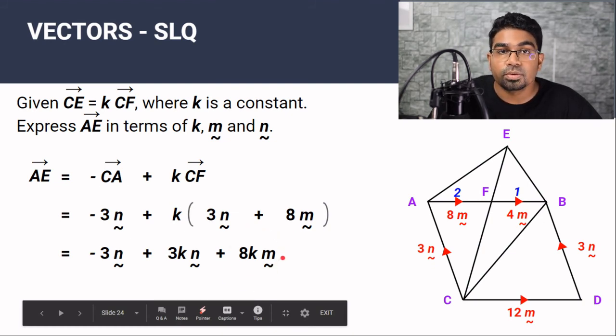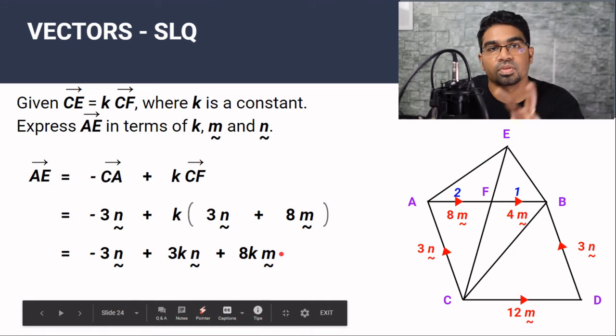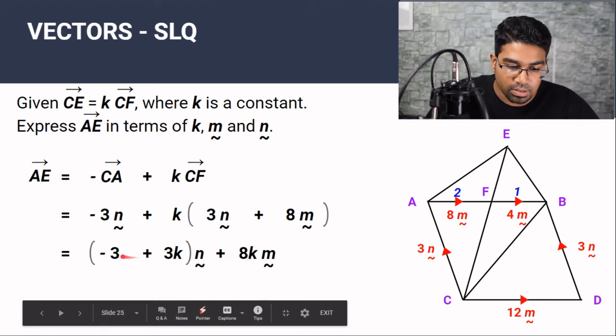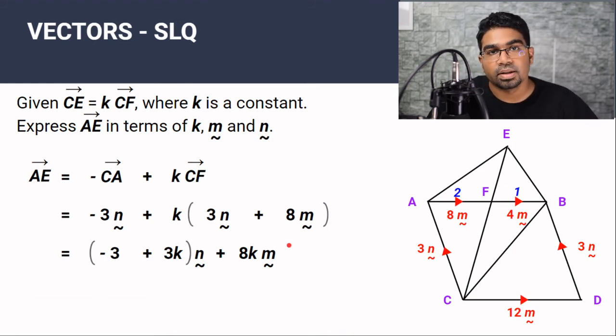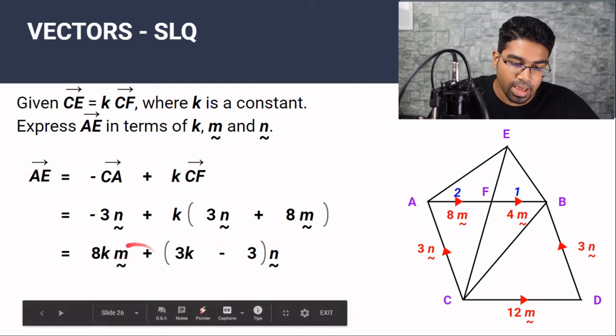And now all we have to do is collect the m vector and the n vector separately. What we do is we factorize the n vector out. So we have minus 3 plus 3k n plus 8km. Normally it's arranged alphabetically, though this is not necessary. So it is 8km plus (3k minus 3)n. And this is AE in terms of m, k, and n.